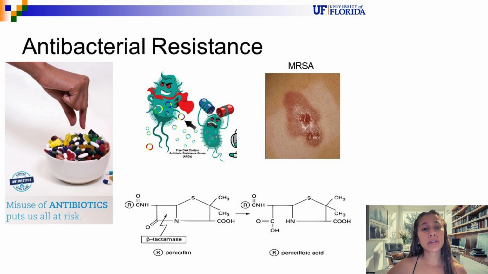MRSA can spread through direct contact with an infected wound or by sharing personal items that have touched infected skin. It's prevalent in hospitals and healthcare settings, but can also be found in the community. Hospital-acquired MRSA is often more resistant to antibiotics than community-acquired strains.